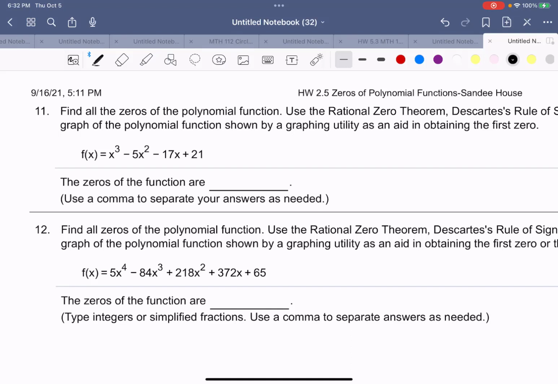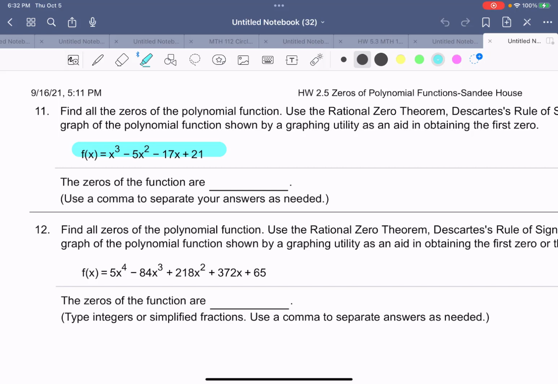Number 11. Find all the zeros of the polynomial function. Use the rational zero theorem. They also suggest we use Descartes' rule of signs, but we'll be able to do it without that. So our function is x to the third minus 5x to the second minus 17x plus 21.